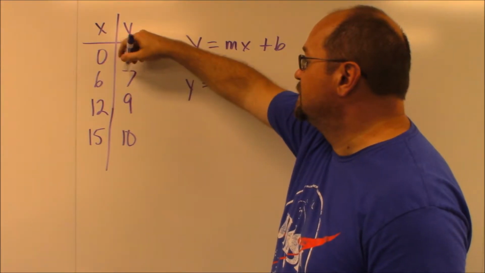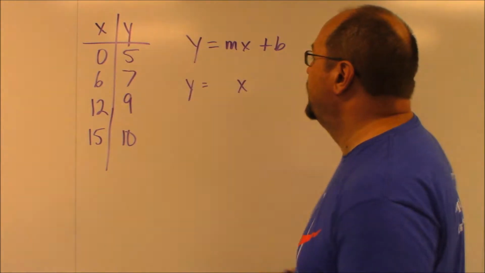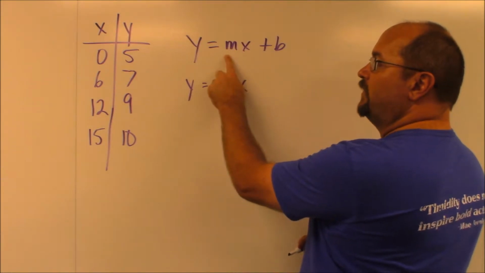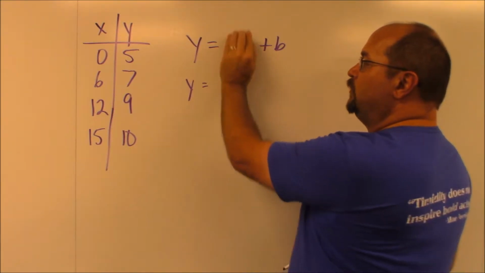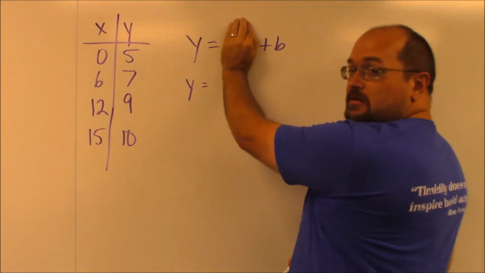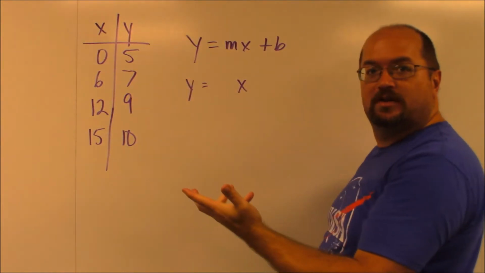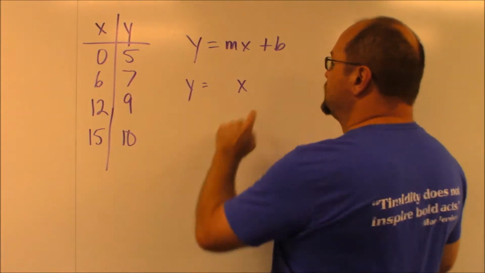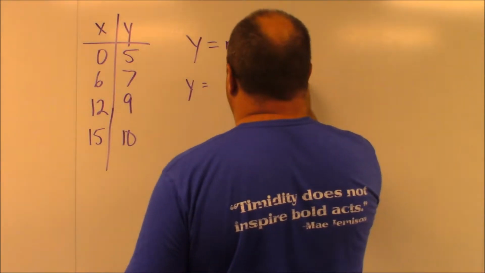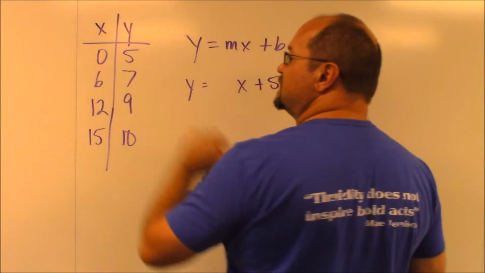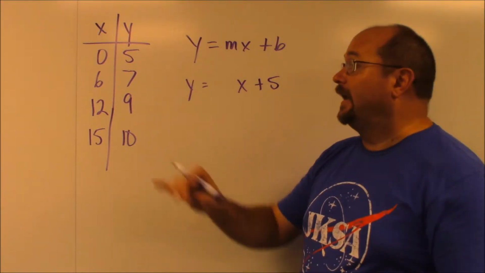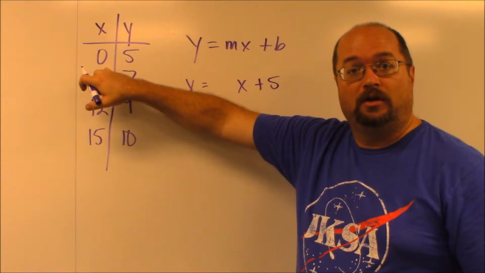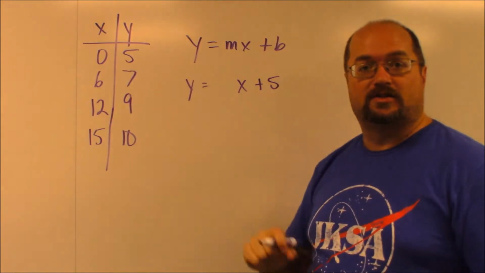Because if x is 0, that means that no matter what this m is, if x is 0, then basically we're going to be left with whatever b is, because anything times 0 is 0. So in this case, we know that b is 5, because when x is 0, y is 5. So we know on a graph, our y-intercept, the x value would be 0, and the y value it's telling us would be 5.